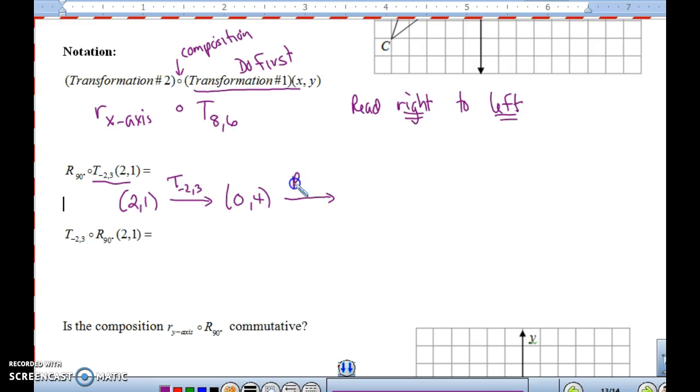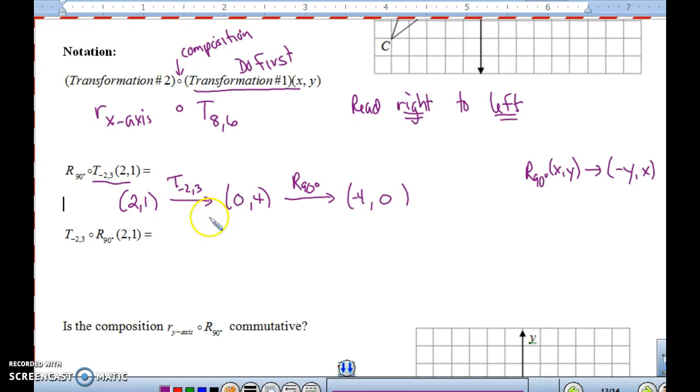Then I want to rotate that 90 degrees. Do you remember what the rule for rotate 90 degrees is? Remember, (x, y) becomes (negative y, x). So if I take this point and I switch them and negate the y, that becomes negative 4, 0. I end up at the point negative 4, 0. That's where 2, 1 ends up at the end of this composition.